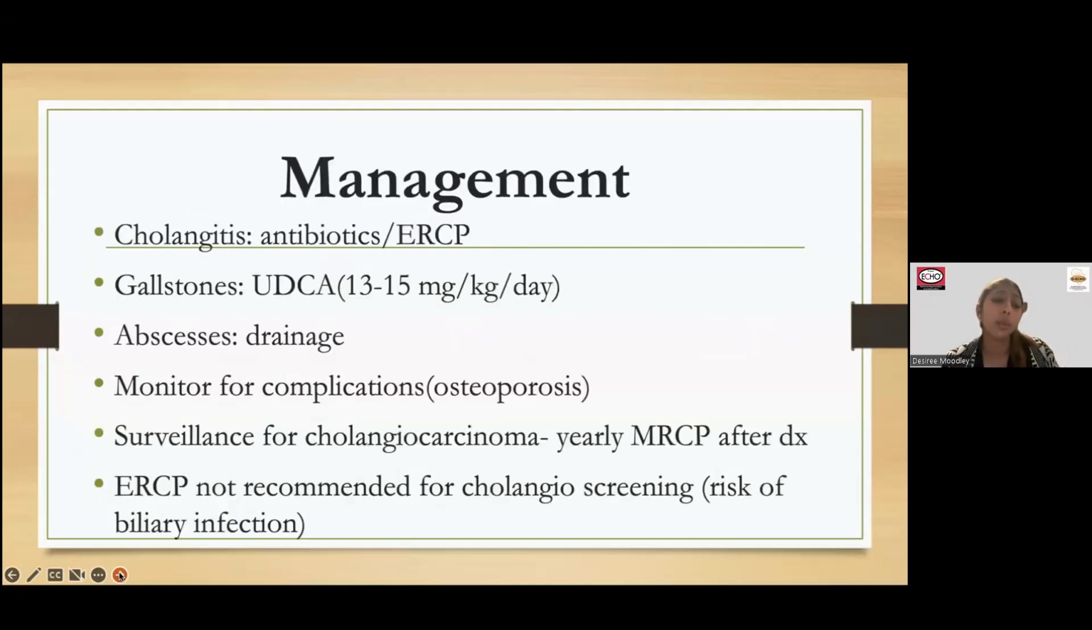So management-wise, if they have cholangitis, you're going to give antibiotics, treat them with an ERCP. If they have stones, they should be on ursodeoxycholic acid at 13 to 15 milligrams per kilogram per day. They actually suggest that all patients, even those without stones, should be on ursodeoxycholic acid. If they have abscesses, we should drain them, and then you're going to monitor them for complications, especially not to forget osteoporosis. For surveillance for cholangiocarcinoma, they should get a yearly MRCP after diagnosis, and ERCP shouldn't really be done routinely for cholangio screening.